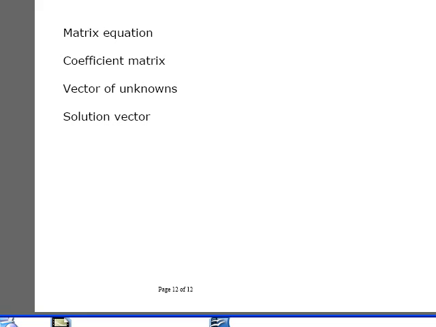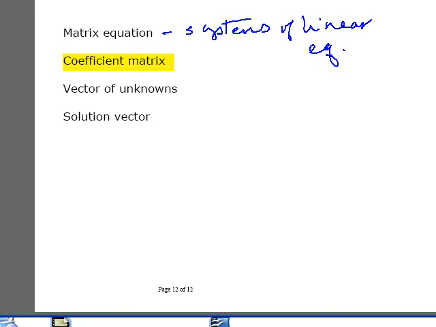Now here's just a summary of this new vocabulary. The matrix equation is a way to write systems of linear equations in matrix form. And it has 3 matrices associated with it. One is a coefficient matrix. That's a matrix made up of all the numbers that are multiplying the variables, the x, y, and z variables. Then there's a vector of unknowns. That's a column matrix, has only one column, and lists the variables in order. And then there's a solution vector, and that was the constants, and it occurs after the equal sign.